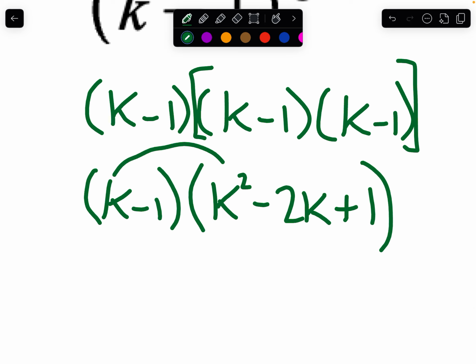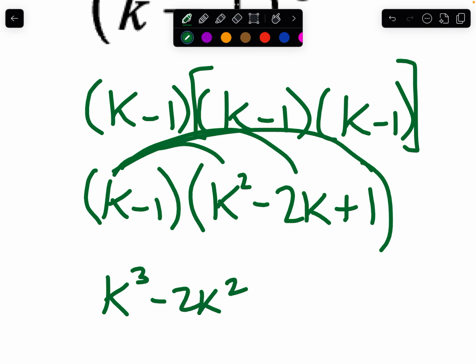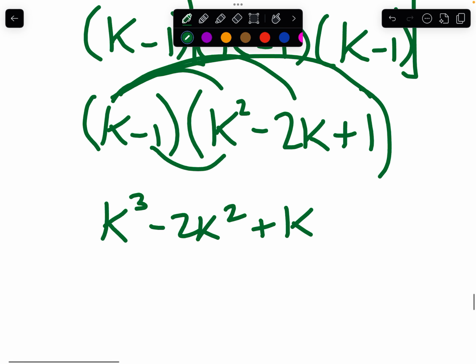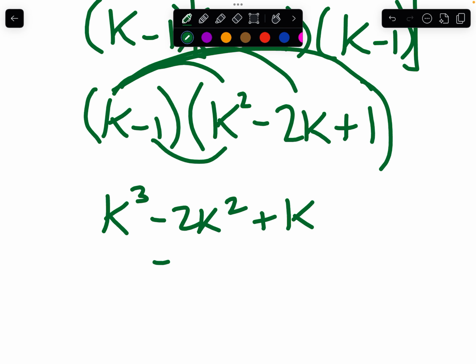So k times k squared will give us k cubed. Now k times minus 2k, that's minus 2k squared. K times 1, that's going to be a positive 1k. So I have taken this k and distributed it through. I'm done with that. Let's take the minus 1 and distribute that through. Negative 1 times k squared will give me a negative k squared.